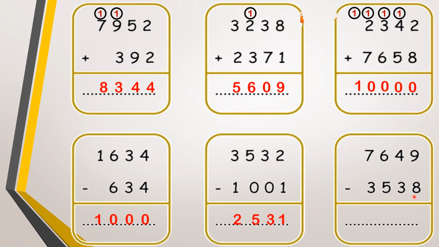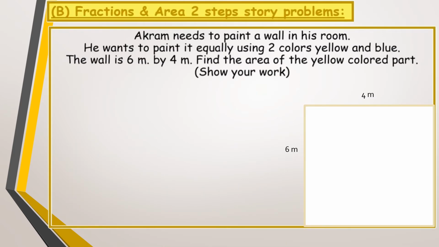9 minus 8, I will take away 8 from 9, so I will have 1 only. 4 minus 3 is going to be 1 only. 6 minus 5, I will take 5 from 6, so I have 1 only. 7 minus 3 equals 4, so it's going to be 4,111.